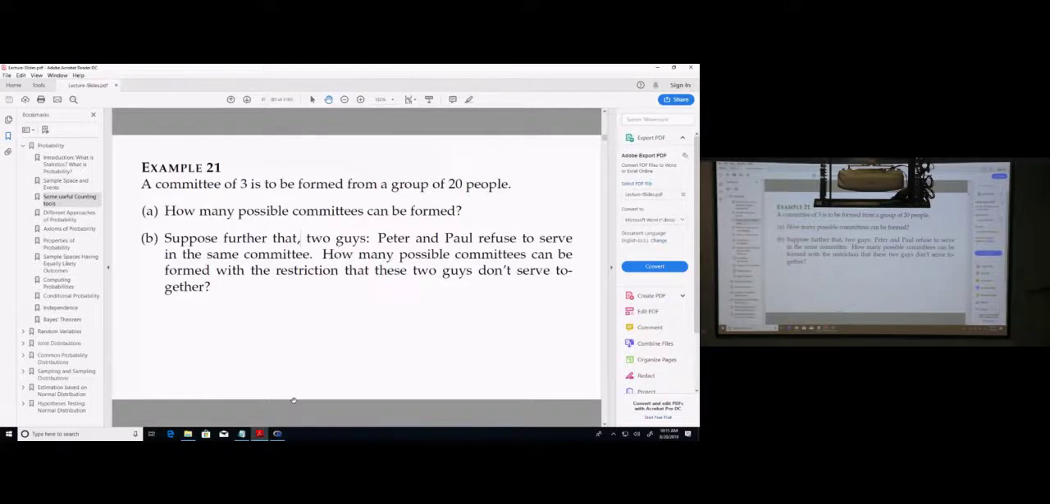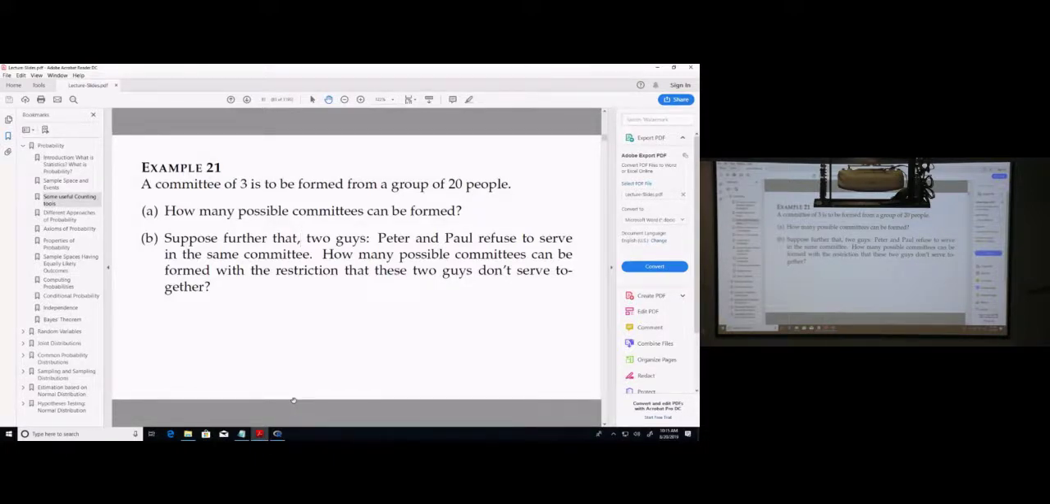Now, suppose that I have 2 guys. They are enemies. They can't serve together in the same committee. I mean, this kind of thing really happens. All right. How many possible committees can be formed with the restriction that these 2 guys don't serve together? Now, there are 2 ways to attack the problem.